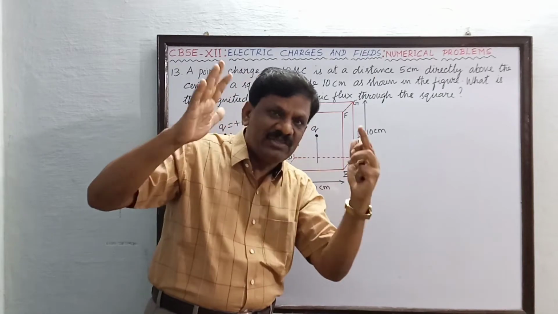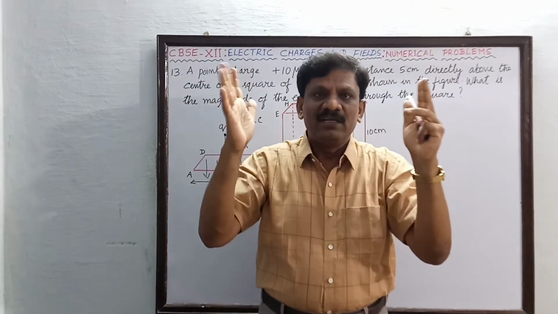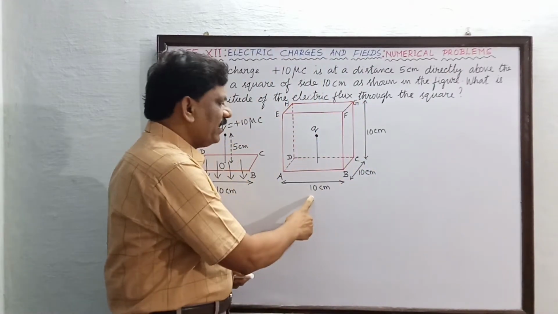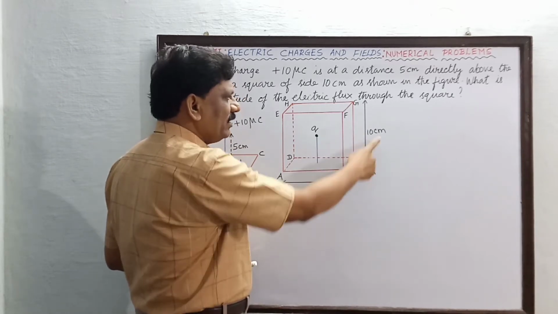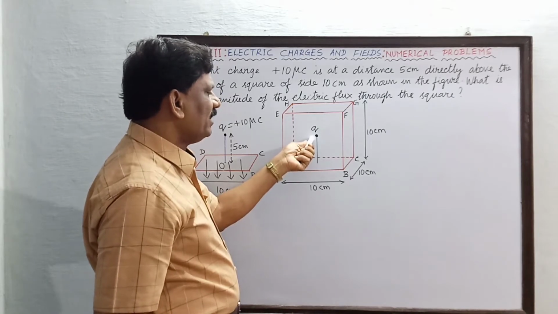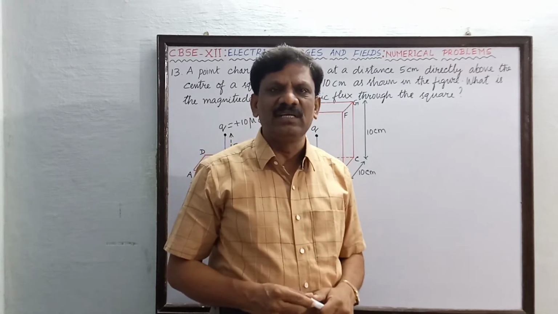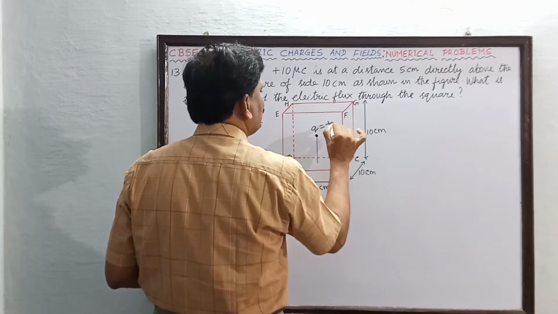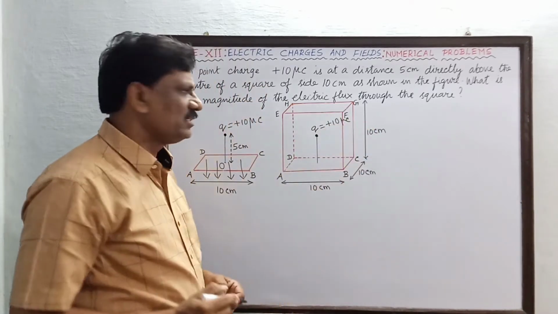So you have to imagine a three-dimensional closed surface. That Gaussian surface is a cube, so that each side of the cube is the same 10 centimeter. Now you can see here, the charge is located at the center of the cube. And what kind of charge it is? It is a positive charge, plus 10 microcoulomb.